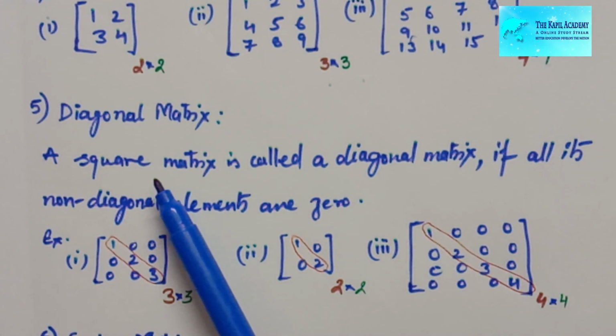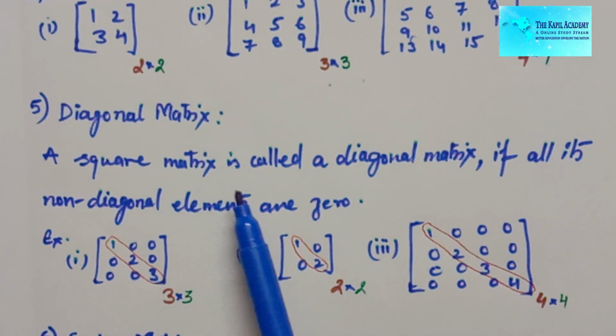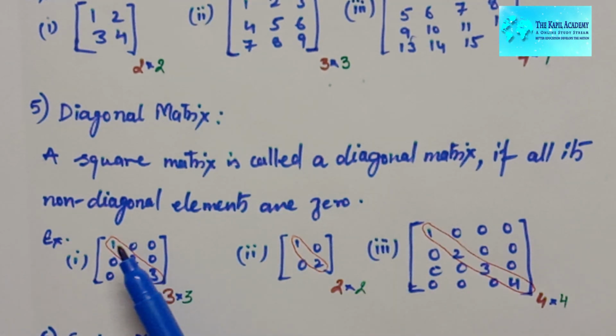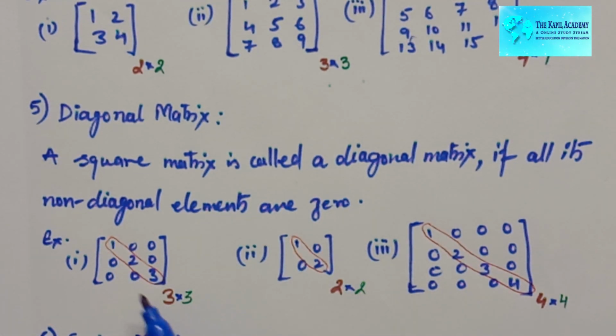The next important matrix is the diagonal matrix. A square matrix is called a diagonal matrix if all the non-diagonal elements are 0. Here I have a square matrix of 3 by 3 in which I have arranged 9 elements in 3 rows and 3 columns. The diagonal elements are non-zero. This is my diagonal: 1 2 3. The diagonal is non-zero and the rest of the elements are 0. So this is called a diagonal matrix of order 3 by 3.